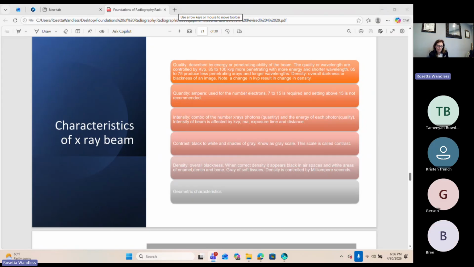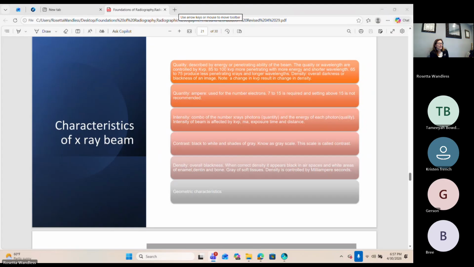A range for milliamperage, or mA, is 7 to 15. 7 is usually the go-to. It's going to give us the best contrast, the best look of the picture. And usually a setting anywhere above 15 is not going to be recommended. So the range is 7 to 15. 7 is the most favorite, and it will give us that high contrast portion of it.